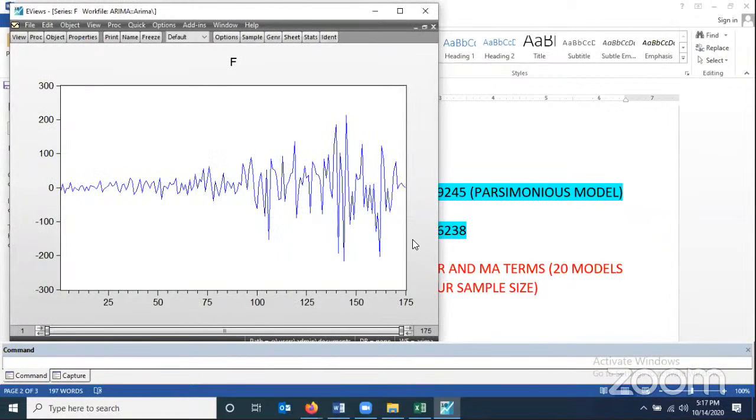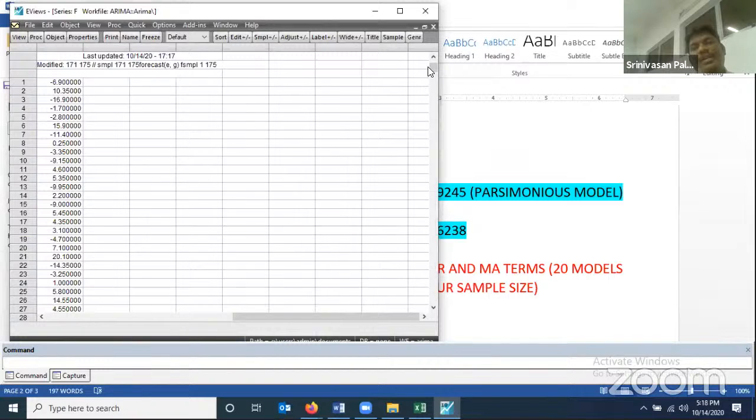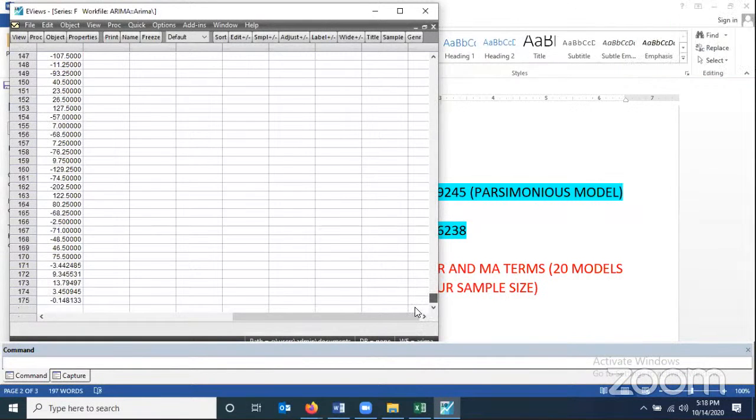Done it. Okay, so this is the till 171. You can see here 170, last 5 observations shows the forecasted value. Okay, fine. So if you want to see the sheet, you can see the sheet. Last 5 observations. Sir, how did you get the last graph?